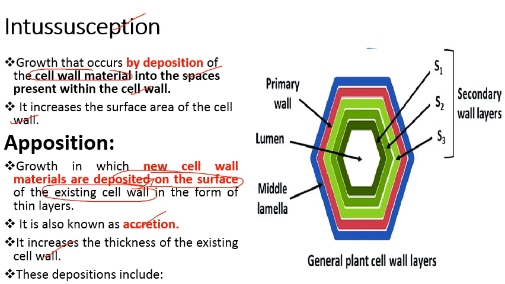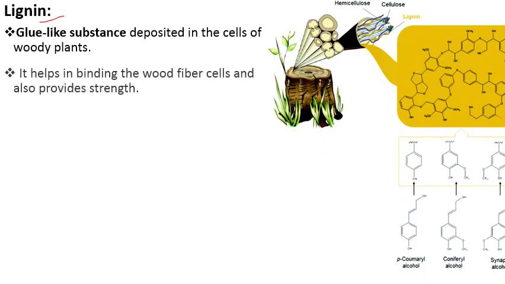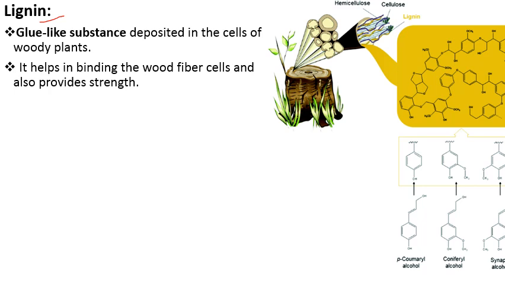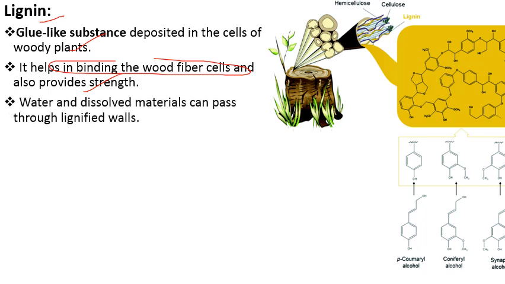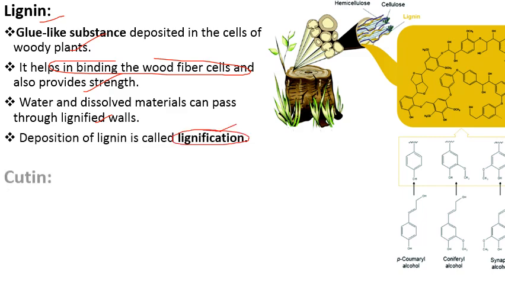So these depositions include, firstly we have lignin. This is the polymer of aromatic alcohol. It is a glue-like substance that is deposited in the cell wall of woody plants, and it helps in binding wood fibers, cells, and also provides strength. Water and dissolved material can pass through lignified cell wall, so it makes the cell wall permeable. Then deposition of lignin is known as lignification. This process is called lignification.